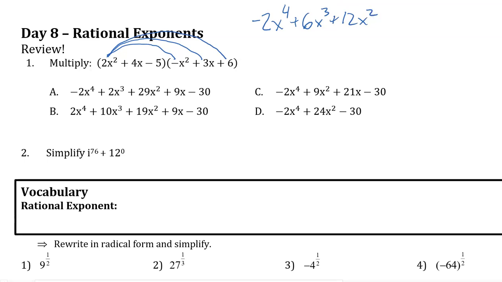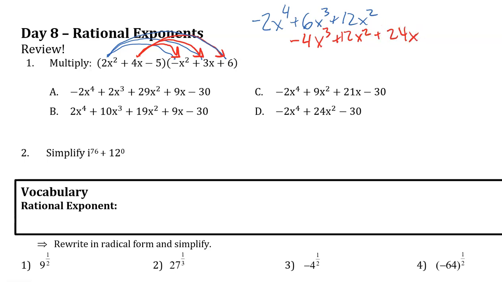Next, pick another color. The second term we're going to multiply by each of the terms in the second trinomial. And we'll line these up as we go along. So 4x times negative x squared is negative 4x cubed. 4x times positive 3x is plus 12x squared. And then 4x times plus 6 is plus 24x.